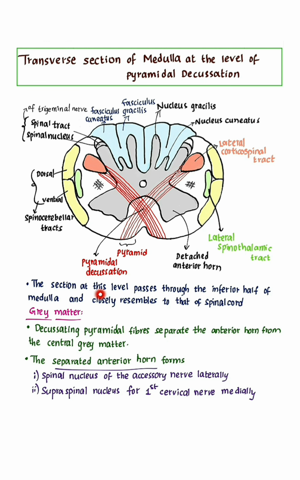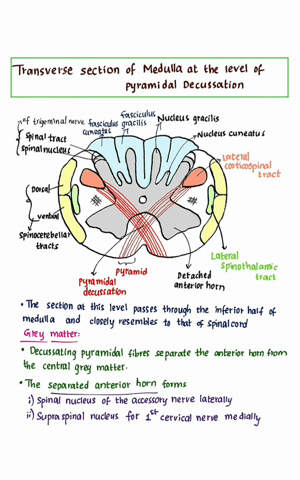The section at this level passes through inferior half of the medulla and it closely resembles that of spinal cord. Gray matter. Regarding gray matter, remember four things: detached anterior horn, central gray matter with central canal, nucleus gracilis and nucleus cuneatus, nucleus of spinal tract of trigeminal nerve.